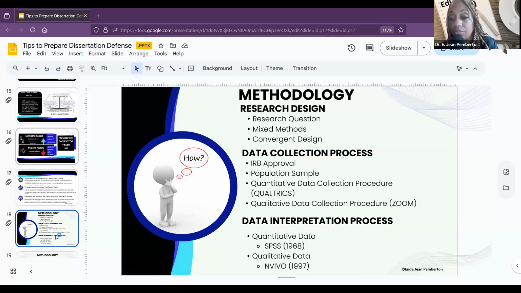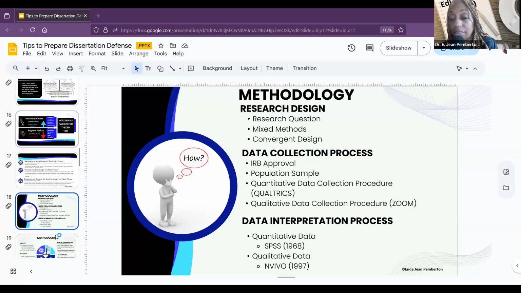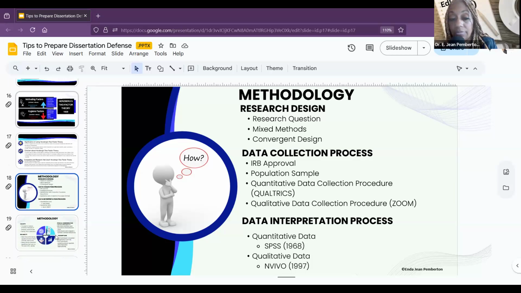Okay. And then I talked about my collection process as relates to, of course, IRB approval and population sampling. Qualtrics is what I used for my quantitative data collection procedures, and for my qualitative, I used Zoom. I also talked about the programs that I used to interpret my data, and that was SPSS, and then NVivo for my qualitative data as well.